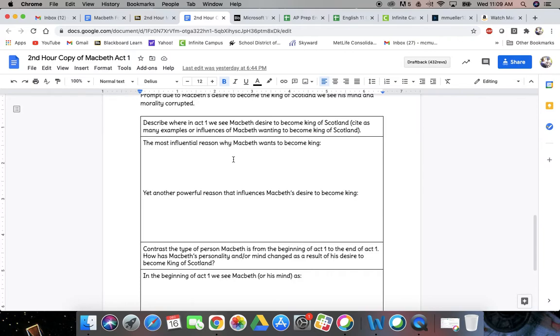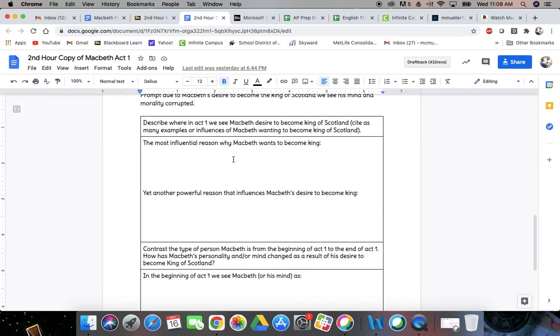Cite as many examples or influences of Macbeth simply wanting to become King of Scotland. Like, what are the different influential reasons why Macbeth wants to become king? Is it because the witches predict that he's going to be king, and therefore he's thinking, yeah, I kind of want that now that they've brought that to my attention? Is it his wife insulting him that he's not much of a man, and if he were a man, he should become king?